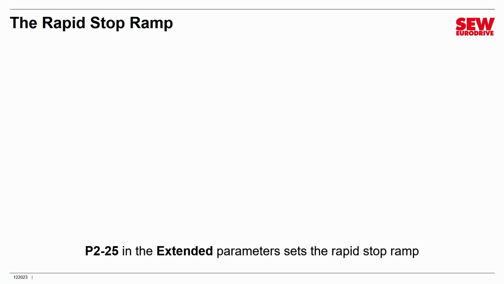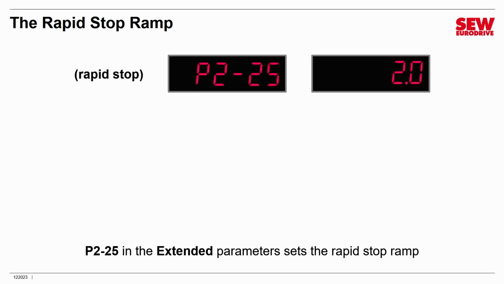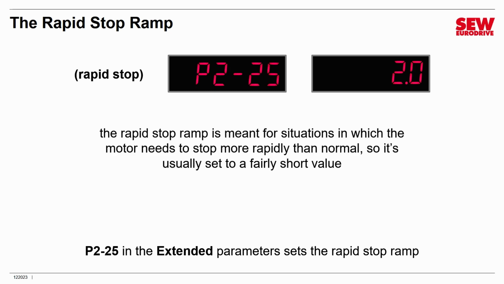The rapid stop ramp is located in parameter 2-25 in the extended parameters, and it sets the rapid stop ramp's behavior. So by default, it's set to 2 seconds, but you can set it to whatever you like. Typically, the rapid stop ramp is meant for situations in which the motor needs to stop more rapidly than normal, for example, in a fault situation. So it's usually set to a fairly short value, but of course it doesn't really have to be.